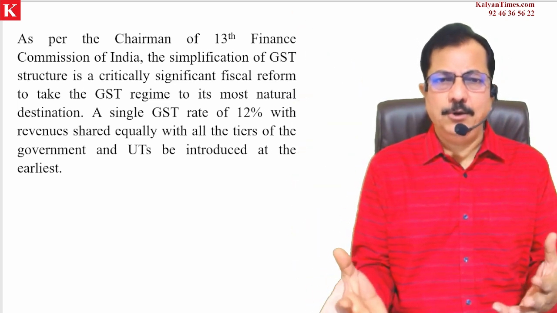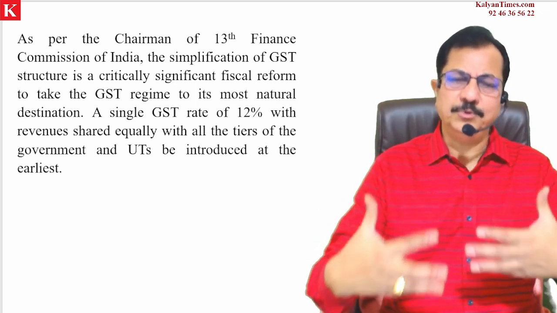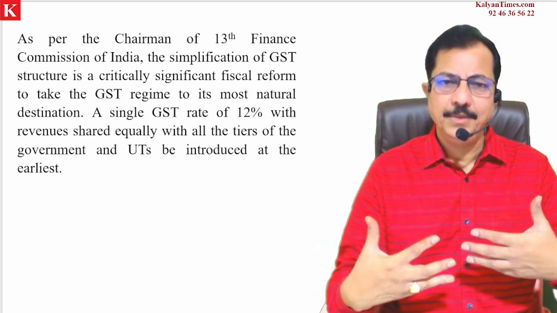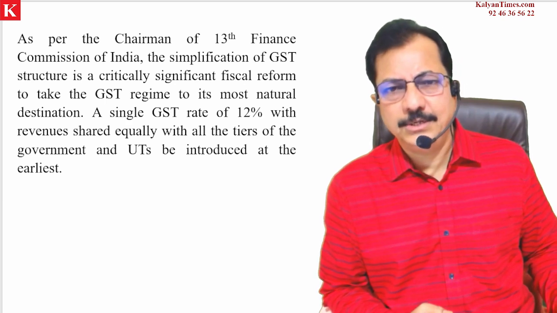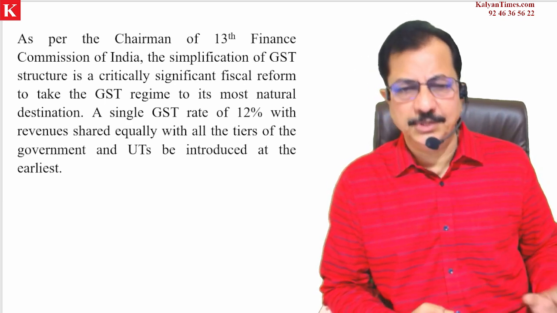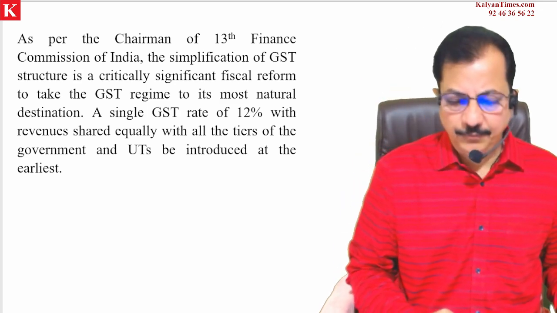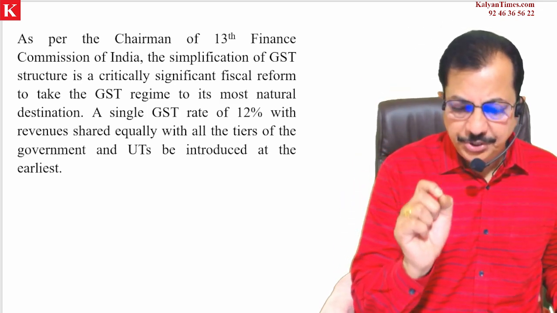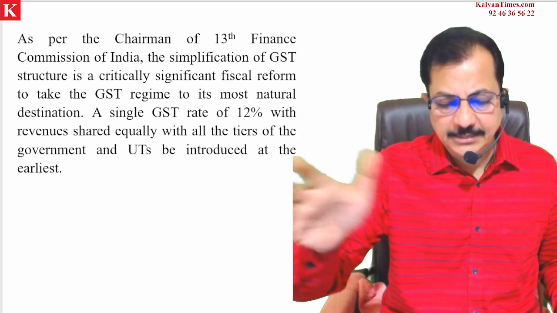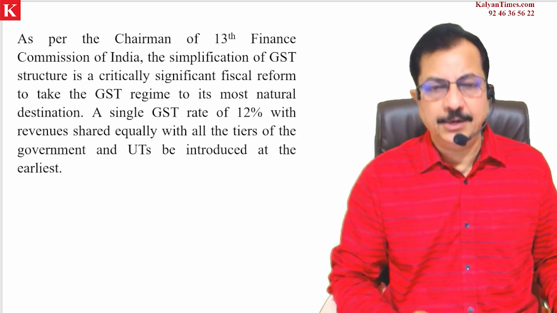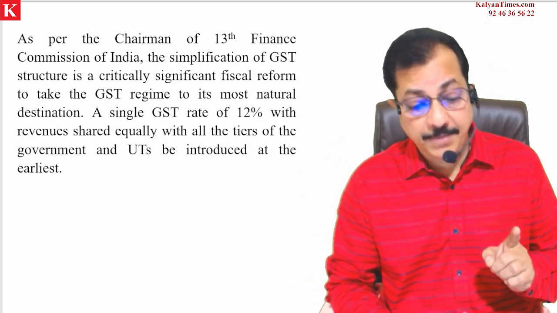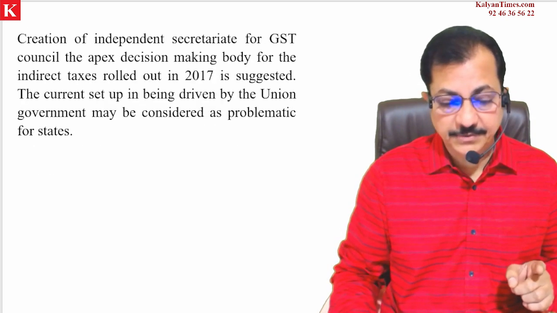So whatever the government is claiming, that we have so much of GST revenue today, is considered to be smaller amounts according to these eminent people. Clear? A single GST rate of 12%, with the revenues shared equally with all the tiers of the government and UTs, be introduced at the earliest. Very, very important one. This is what is said by Shri Vijay Kelkar.